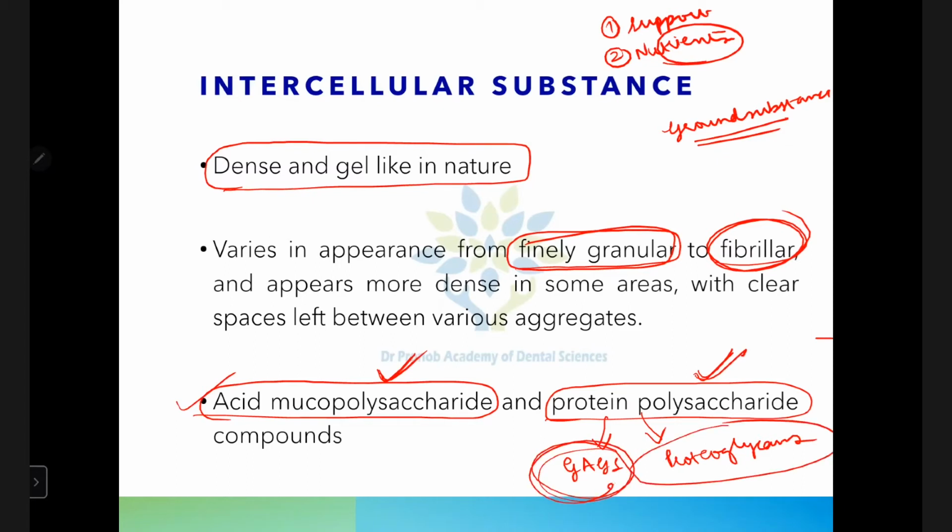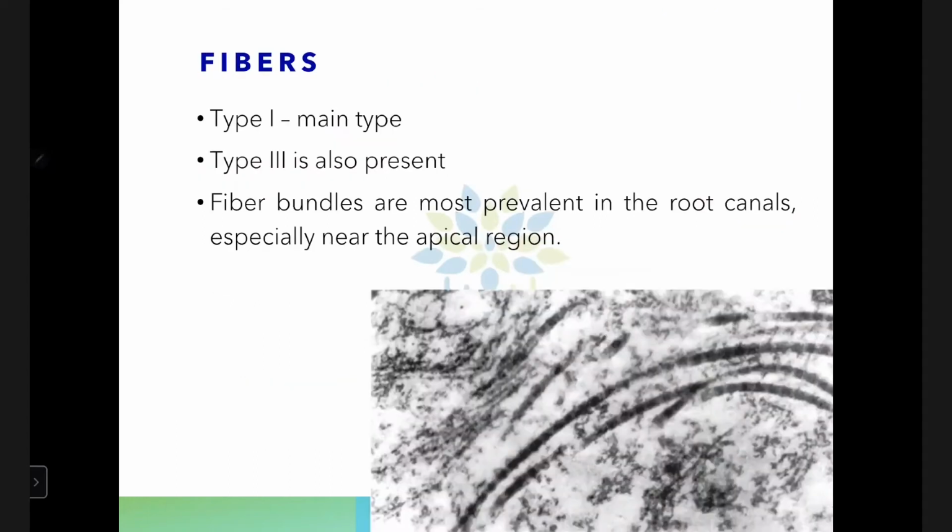Now let's talk about the fibers that are present in the pulp. These fibers are the collagen fibers. You must have all studied the structure of collagen. In collagen we have cross striations at 64 nanometer. Just like that, the collagen fibers in the pulp also have cross striations at every 64 nanometer. The main type of collagen fiber present in the pulp is type 1 collagen fiber. Remember this. Type 3 is also present, but type 1 is the main type.